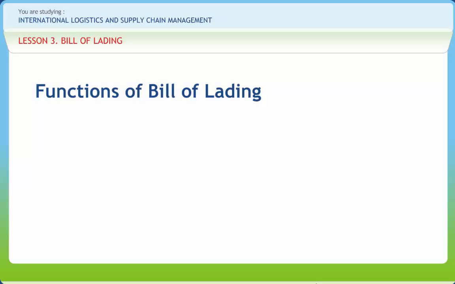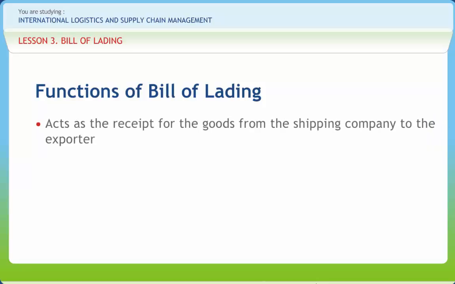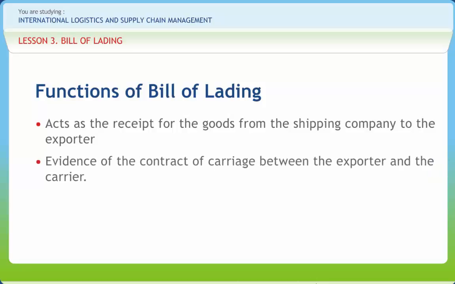There are different types of bill of lading, but the most acceptable one is the clean shipped, on-board marine bill of lading, evidencing transport of goods from one port to another port by ship. The four vital functions of bill of lading are: it acts as the receipt for the goods from the shipping company to the exporter. It is evidence of the contract of carriage between the exporter and the carrier.